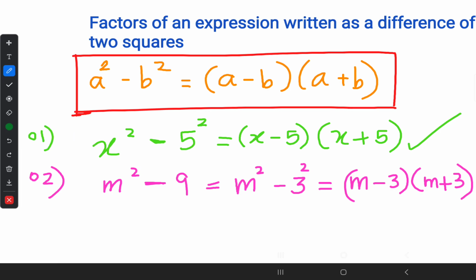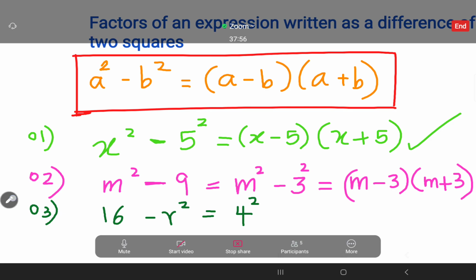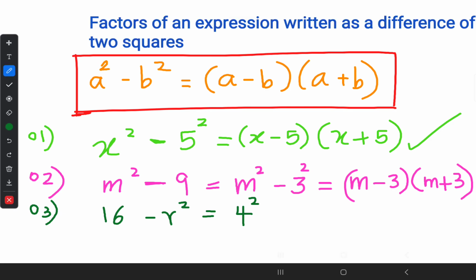Okay, let's try another question. Here you have 16 minus r square. R has a square but 16 does not. So we are going to express 16 as a square number. 16 can be expressed as 4 square. 4 times 4 is 16, not 8 square. Don't divide this by 2 to find the square numbers.